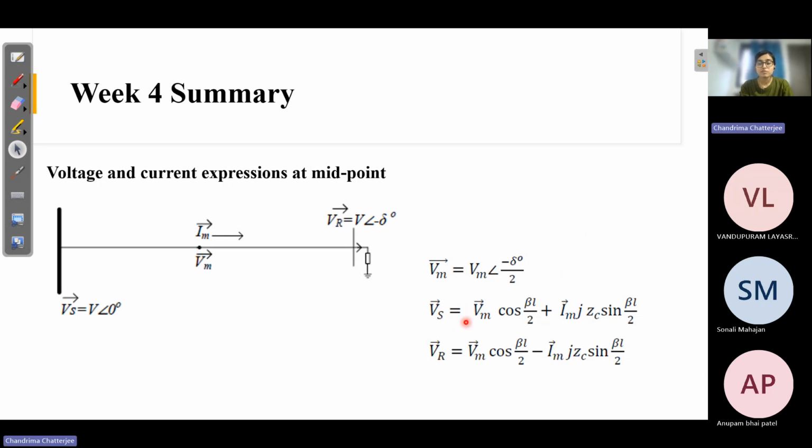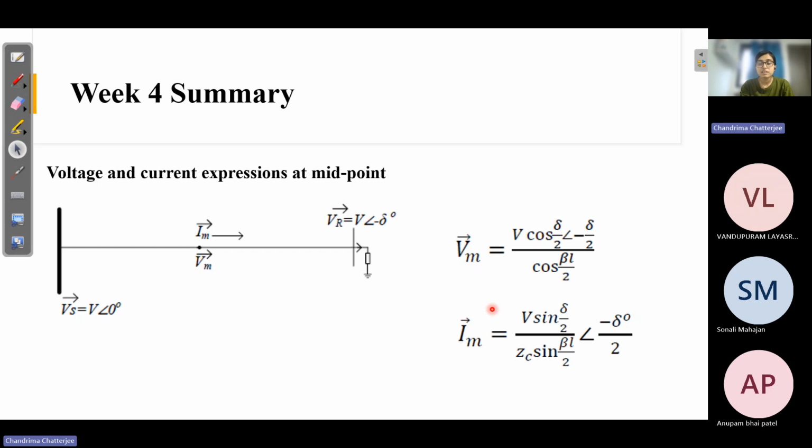Now, if you do the analysis, you will get the expression of this midpoint voltage and the midpoint current. Okay, something like this. And if you observe carefully, you will see that the phase angle of midpoint voltage and the phase angle of midpoint current, they are equal. So the voltage and current, they are in phase. The angle here is minus delta by 2. Here also the angle is minus delta by 2. The voltage and current, they are in phase.